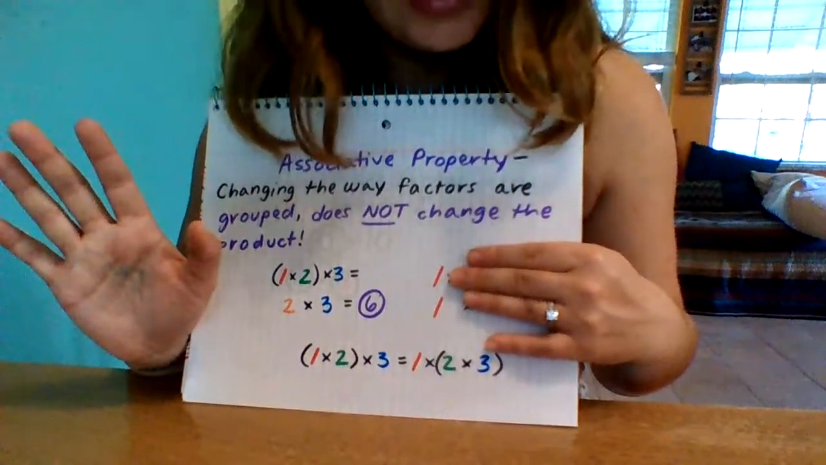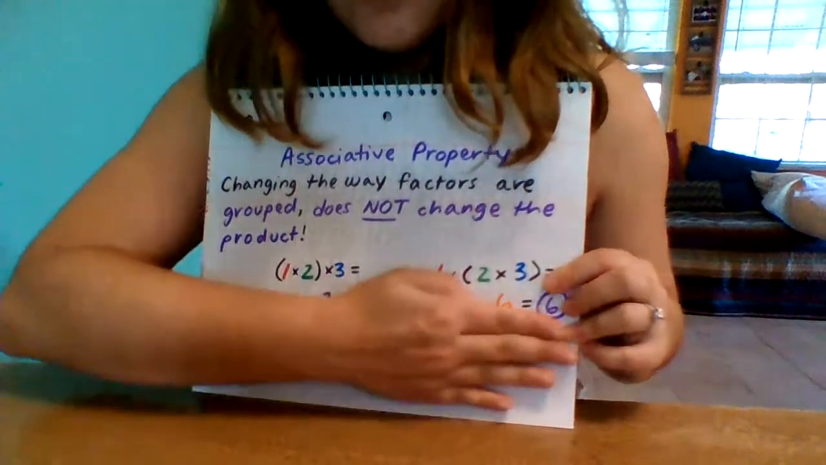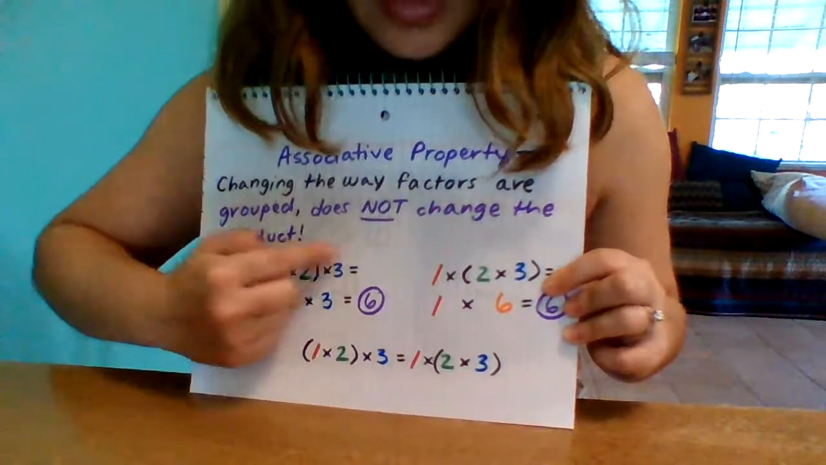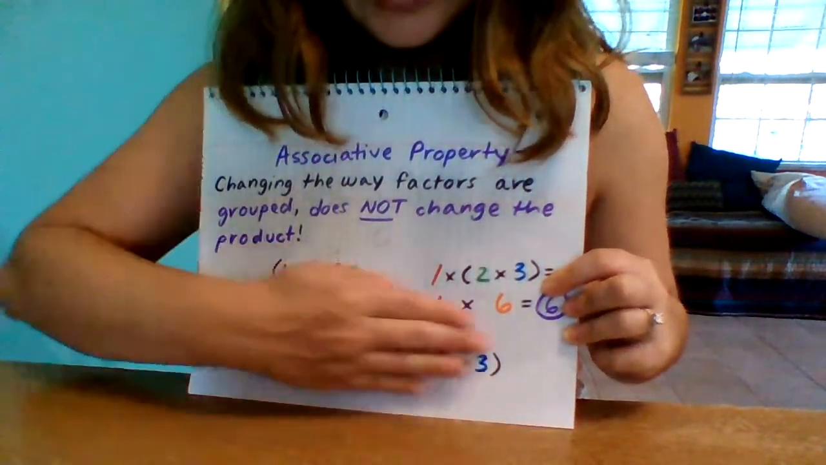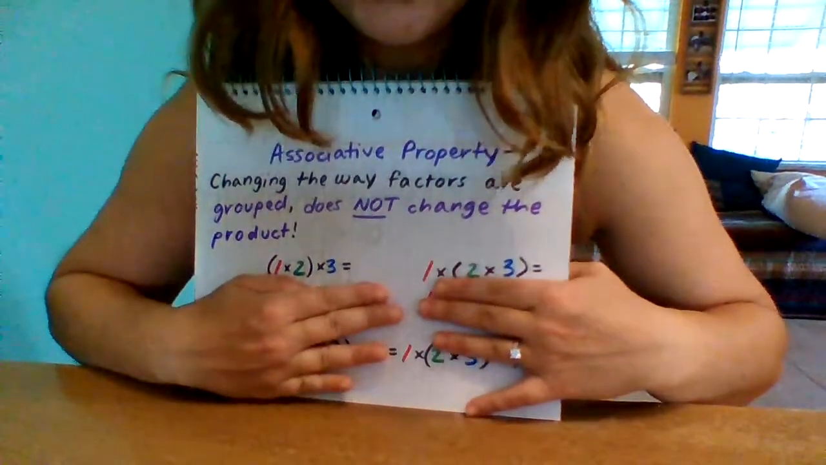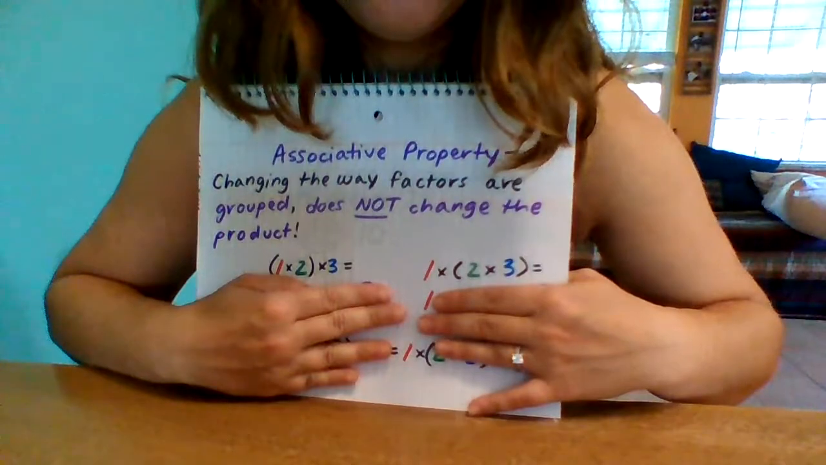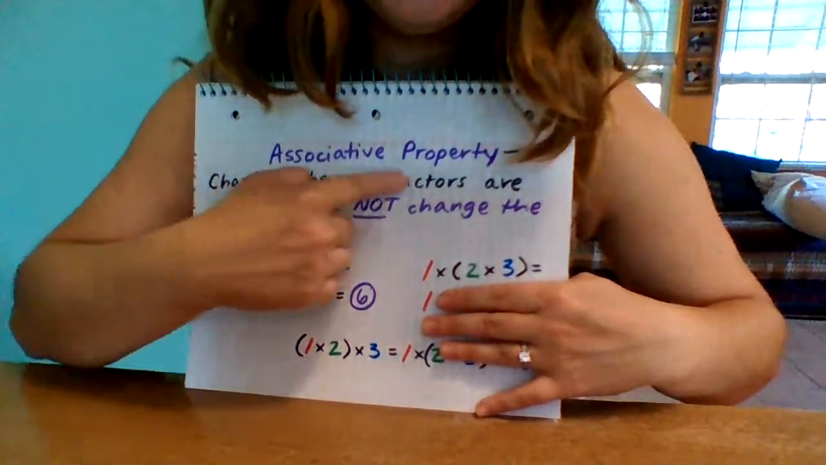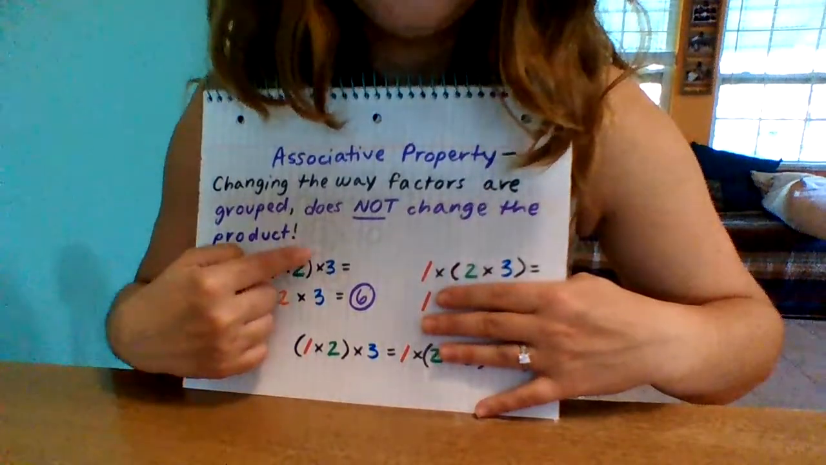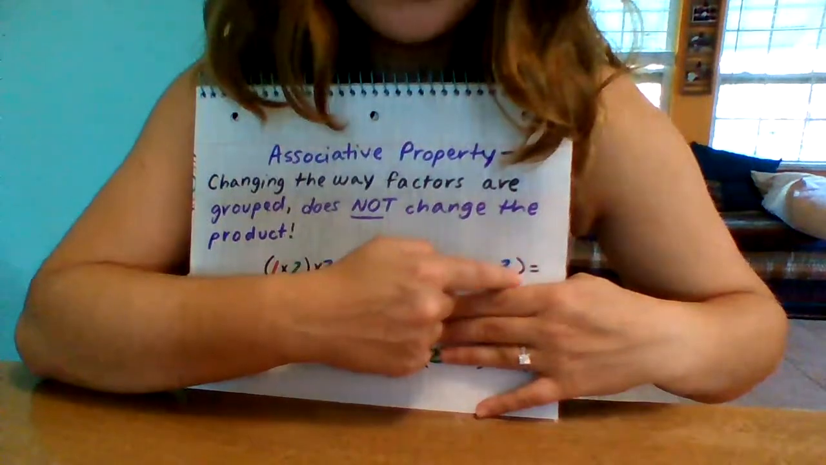Not too tricky, okay? Now we have a very similar looking equation here, right? Look at the difference between this and this. Can you see what they changed? Look closely. They changed the way that the factors are grouped. So if you look here, our parentheses were around 1 times 2. Here, our parentheses are around 2 times 3.